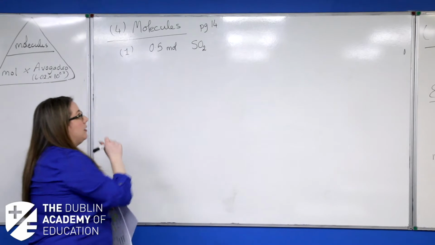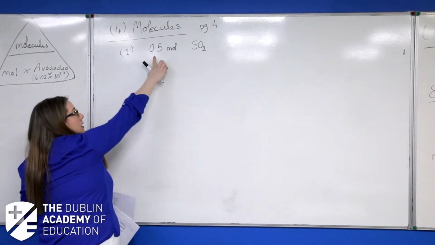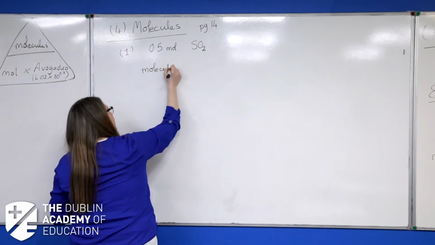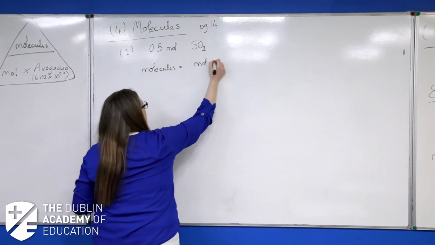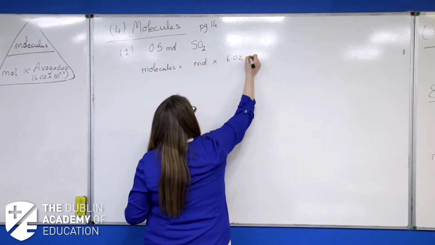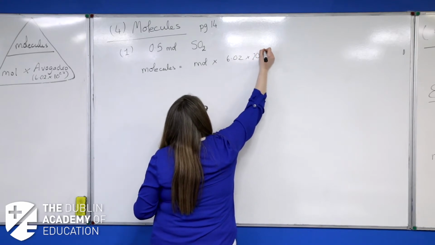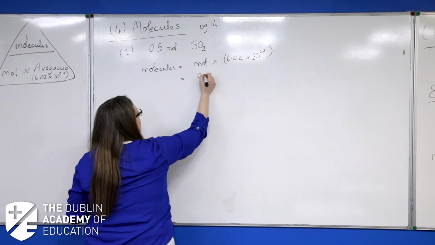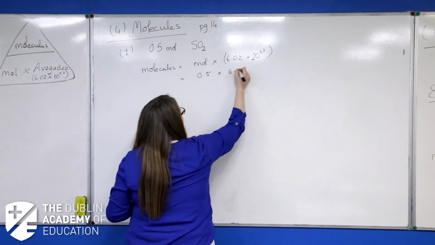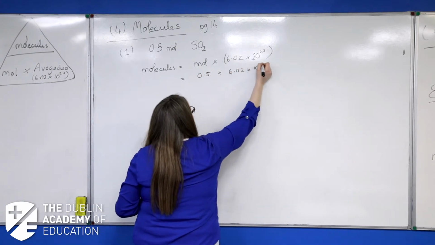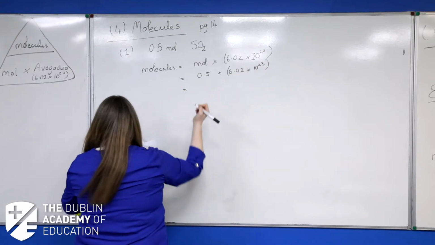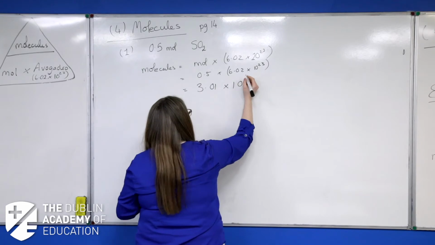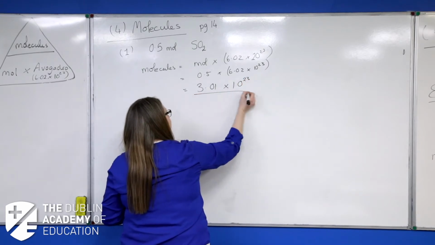Okay, so now again, I'm given the number of moles and I just want molecules. So molecules is moles times Avogadro. So it's going to be 0.5 times 6.02 by 10 to the 23, which is 3.01 by 10 to the 23. And that's your final answer.